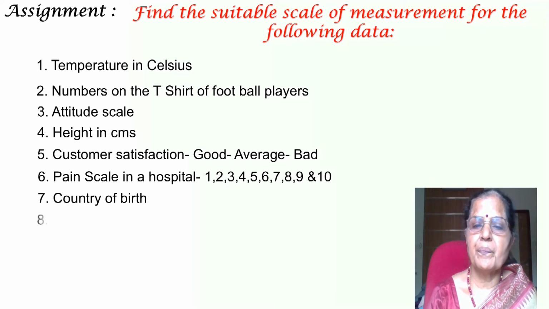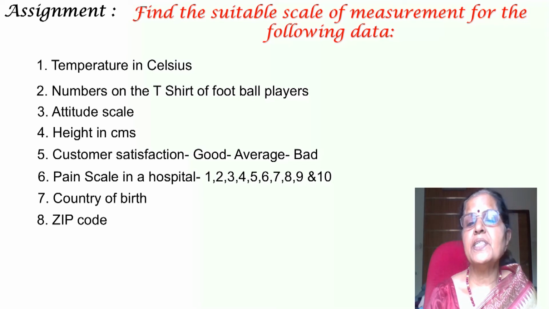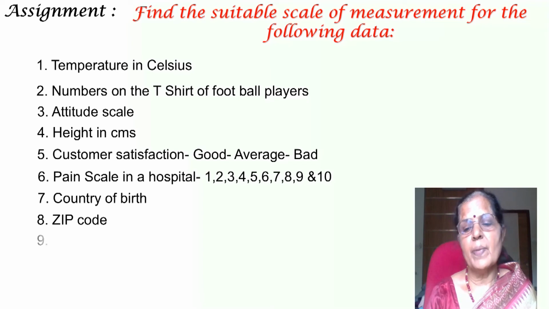And the eighth, zip code of your country. Again, it is nominal. Of course, there are numbers, but the number is meant for identification only. And these numbers mean nothing. Only categories are there, but you cannot arrange them in any meaningful order. Will you ever think of arranging the zip codes in ascending order? No. So it is just nominal data.